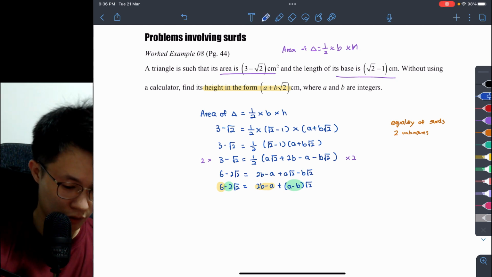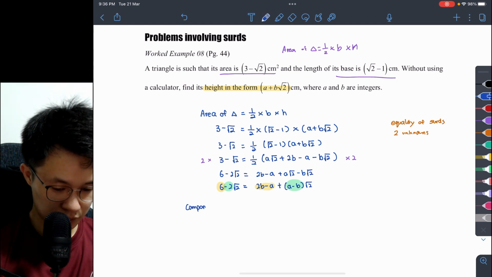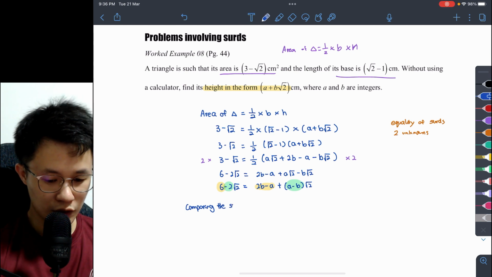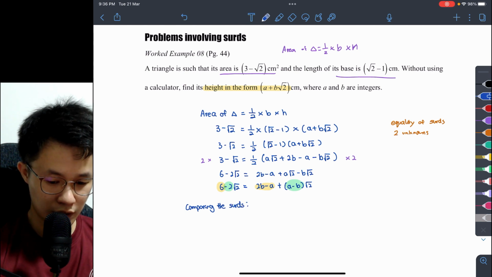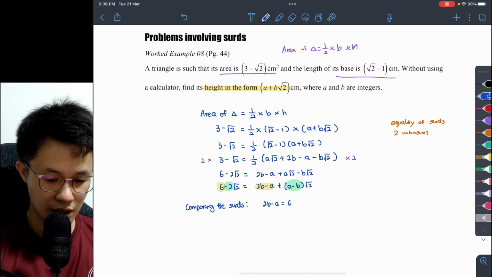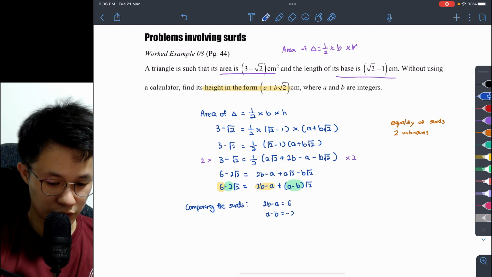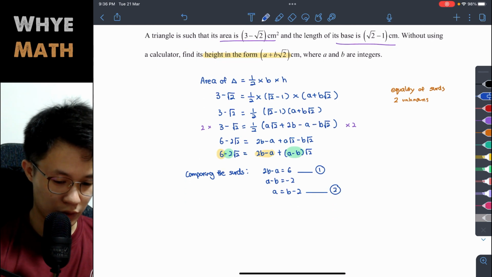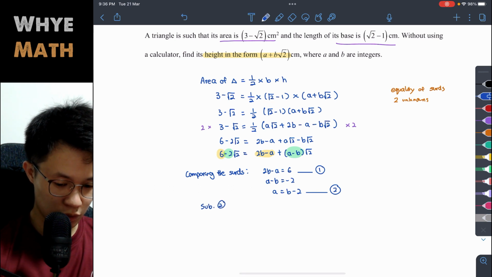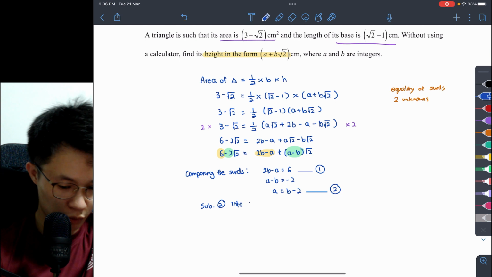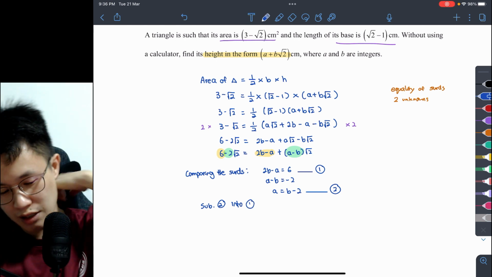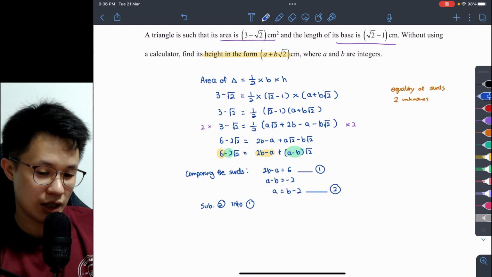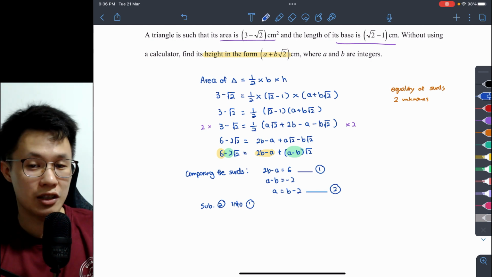So from comparing the surds, since they are equal, we can make two conclusions. Number one, 2b minus a is equal to 6. The next is a minus b is equal to negative 2. Simply, a is equal to b minus 2, and this is a very simple pair of simultaneous linear equations. So we can sub 2 into 1. You don't have to worry about the end game, but essentially you will find a and b. Why do we need to find a and b? Because we need that information to find the height.